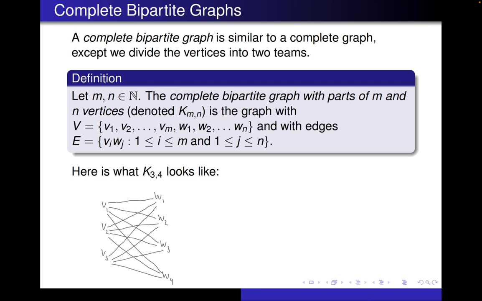However, also notice that there are no edges between the vertices on the V team, between V1, V2, and V3. And there are no edges between the vertices on the W team, W1, W2, W3, and W4. But all the other pairs of vertices, we have edges between those.